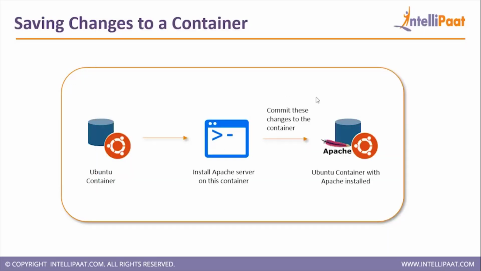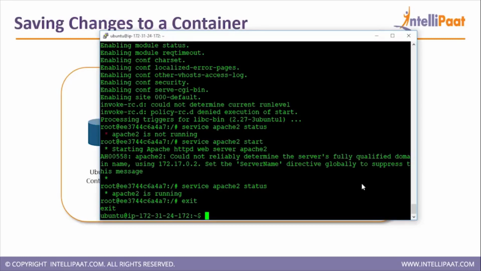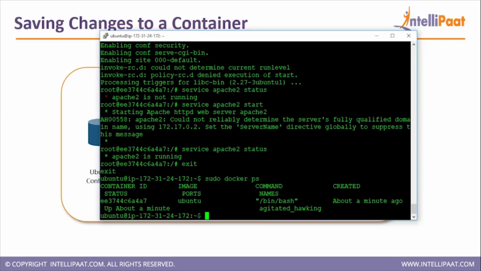Next step is to commit these changes to the container so that it becomes an Apache container. Alright, so I'll do a sudo docker ps. This is the container ID. I'll say sudo docker commit, give the container ID, and now give the image name. So let's give it as Apache. Or let me make it a little simpler for me when I move ahead.